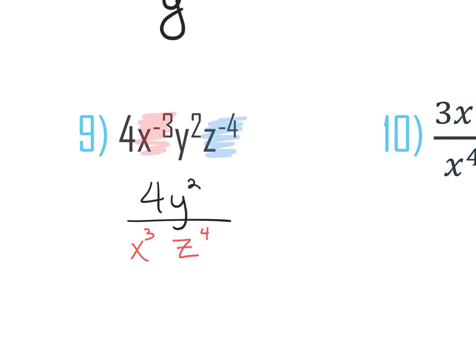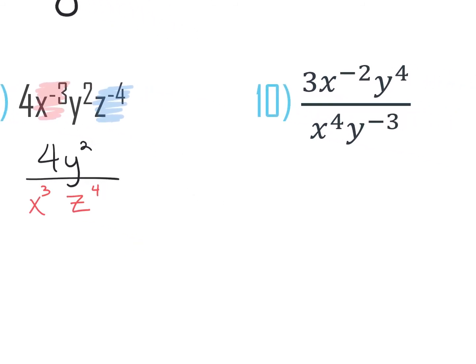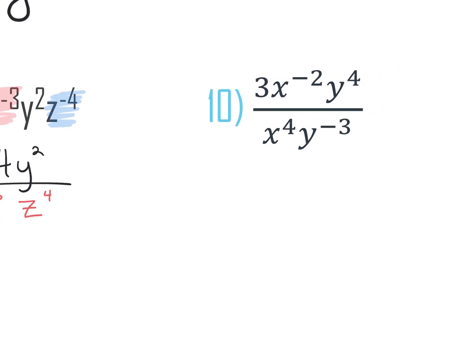Now, the next one, we've got different ways that we can tackle this one. So I'm going to show you both ways. We can either choose to move the negative exponents to their opposite spot, and then we're probably going to end up having to multiply, or we can leave them where they are and do a subtraction problem. Let me show you the first way, where we're going to move the negatives.